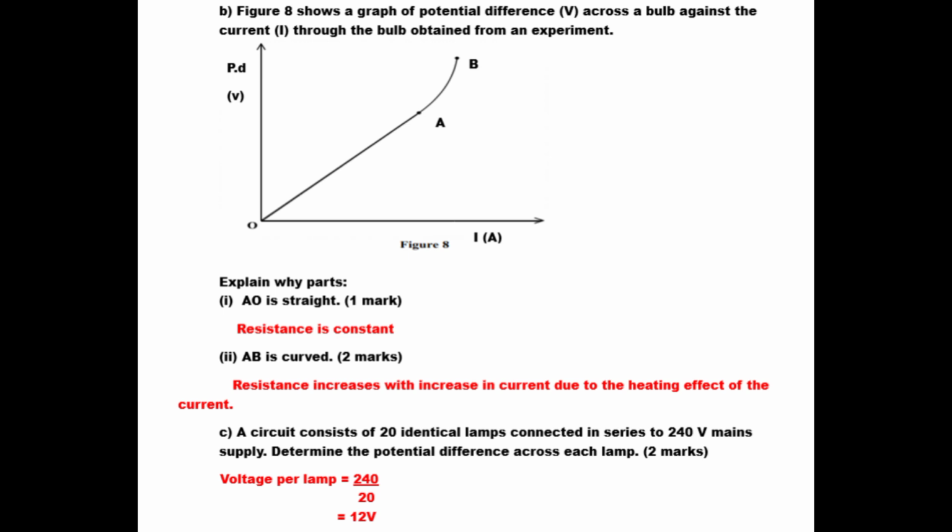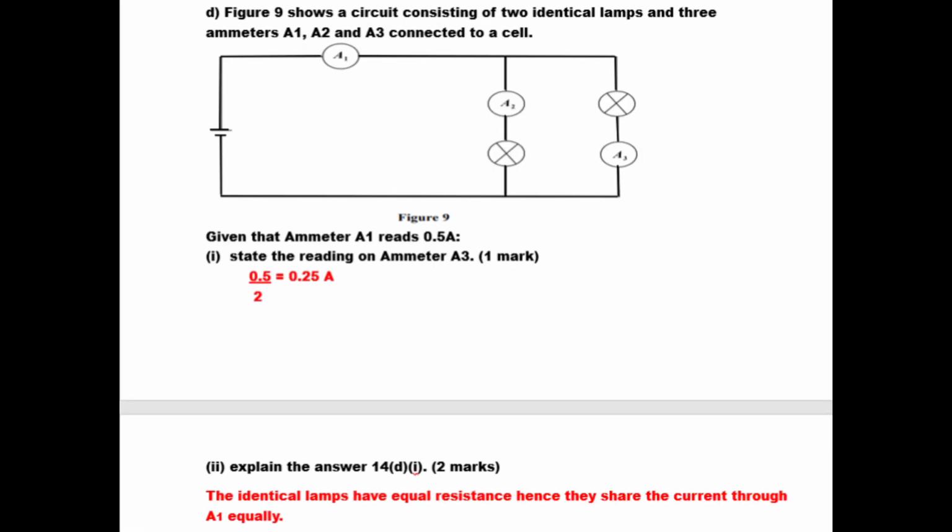Let's go to D. Figure 9 shows a circuit consisting of 2 identical lamps and 3 ammeters A1, A2, and A3 connected to a cell. We have 3 ammeters and 2 identical bulbs. Given that ammeter 1 reads 0.5, Roman 1, state the reading of ammeter 3. Remember, the 2 bulbs are identical, and ammeter 1 is in the main circuit.